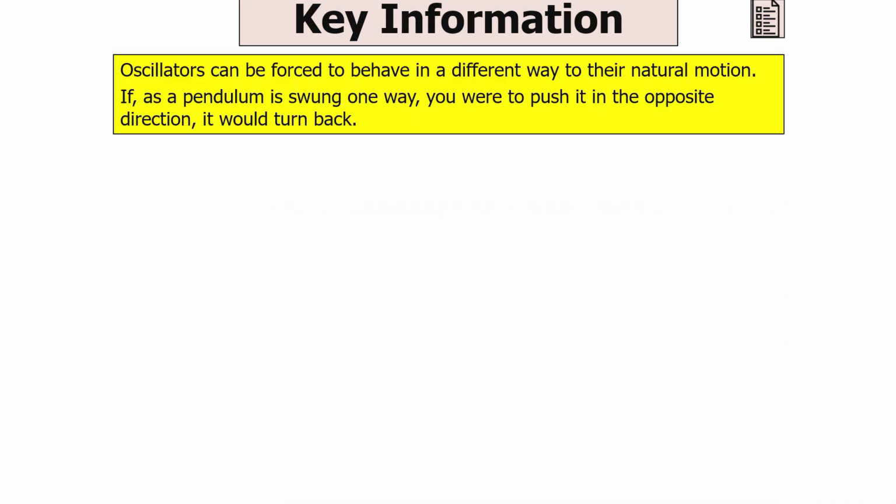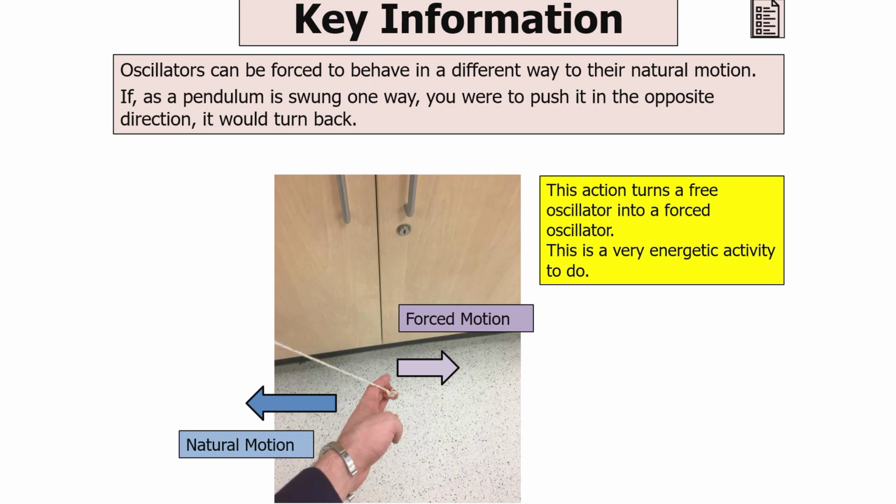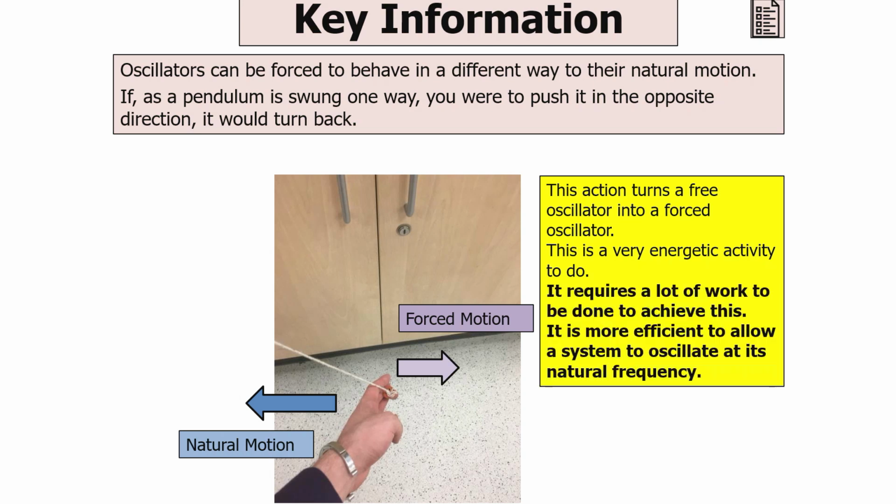So oscillators can be forced to behave in a different way to their natural motion. If, as a pendulum is swung one way, you were to push it in the opposite direction, it would turn back. So this action turns a free oscillator into a forced oscillator. This is a very energetic activity to do. It requires a lot of work to be done to achieve this. It is more efficient to allow a system to oscillate at its natural frequency.